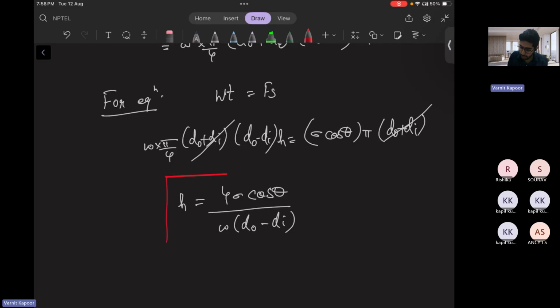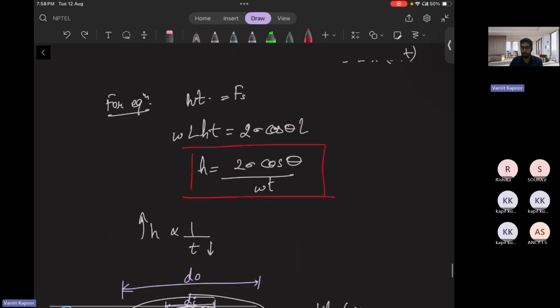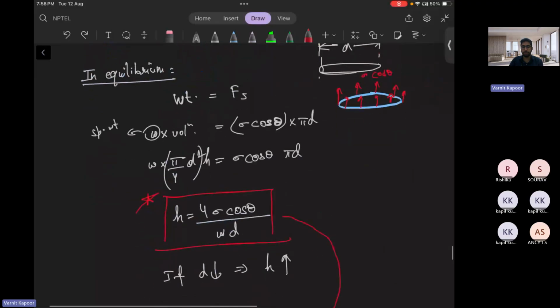Very important. And if d inner is 0, then it is the same as the first expression, that is 4 sigma cos theta by W D, 4 sigma cos theta by W d.